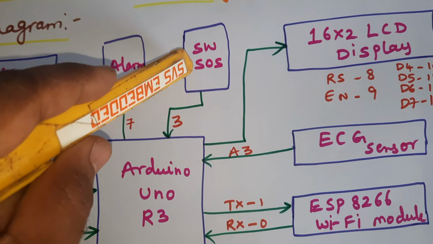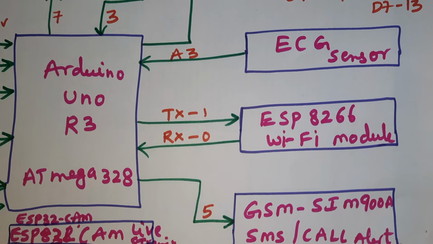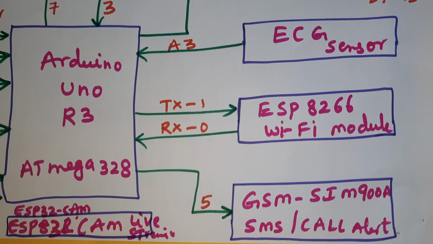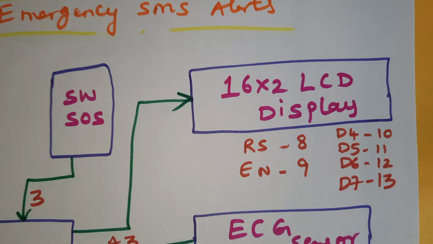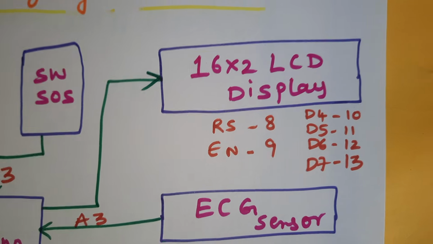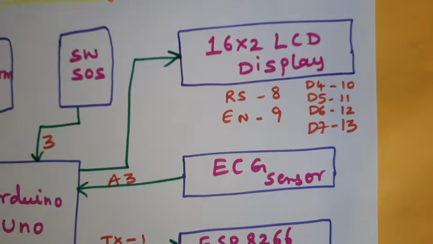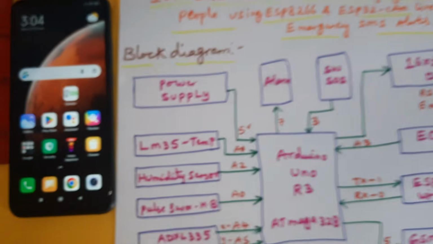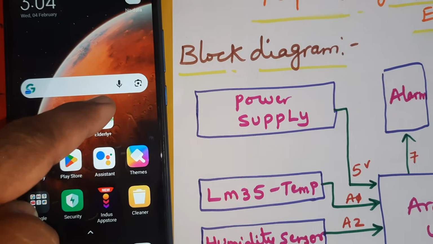The alarm is connected to the 7th pin, SOS emergency button to the 3rd pin, ESP8266 to pins 0 and 1, and the GSM-SMS alert module to external serial communication pin 5. There is also the ESP32-CAM for live streaming, and a 16x2 LCD display connected with RS, enable, D4, D5, D6, D7 and GPIO pins 8 to 13. This is our total block diagram of the project, and we have one Android app, Elderly Plus.